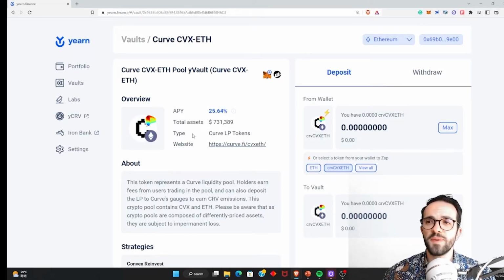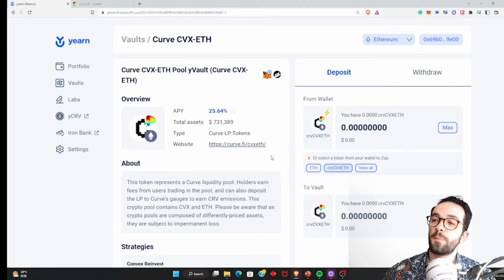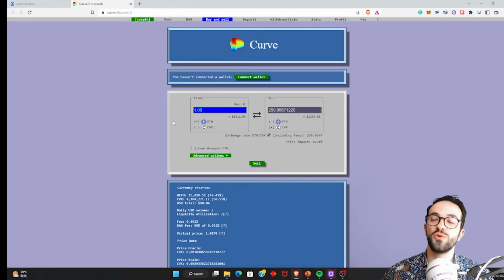And now to participate in this strategy, I would have to deposit Curve Convex ETH tokens. You will get these tokens by depositing ETH and Convex token into Curve. So you could come here to the Curve portal. Curve is basically a DEX, and I could deposit ETH and Convex tokens, CVX.